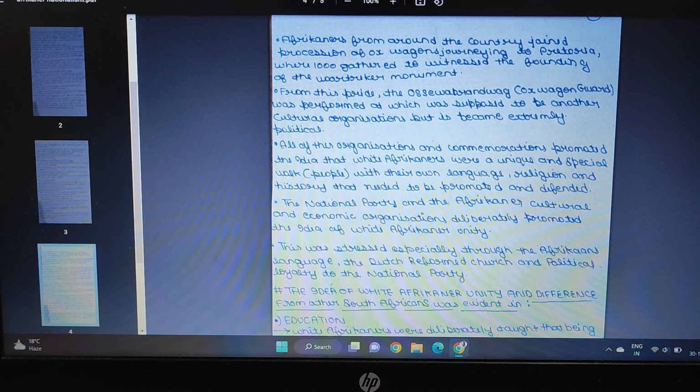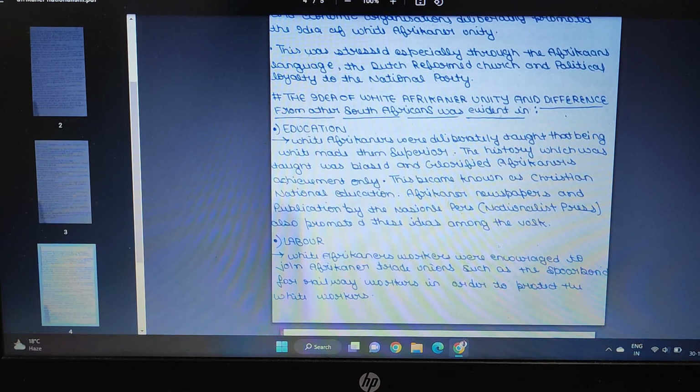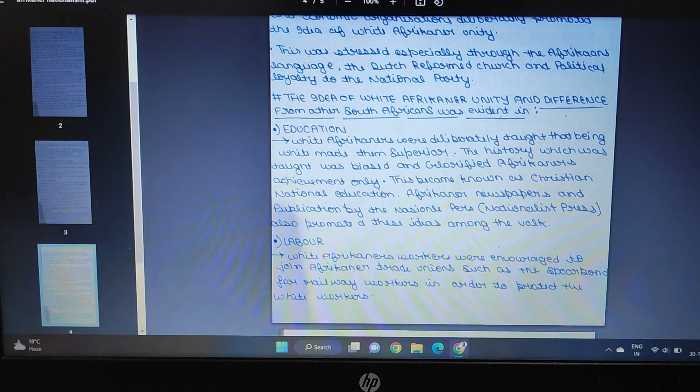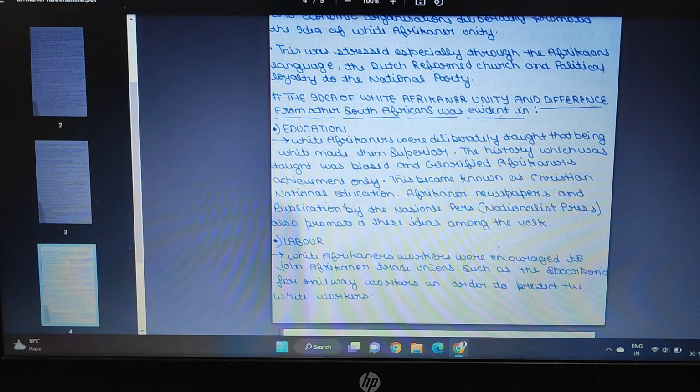Now, the next point is the idea of white Afrikaner unity and difference from other South Africans, which was evident in how these Afrikaner people united instead of the other peoples who were living in South Africa. First point was education. White Afrikaners were deliberately taught that being white made them superior. So these people used to think if they are white, they are superior to the black people who live in southern Africa. The history which was taught was biased and glorified Afrikaners' achievements only. This became known as Christian national education. The Afrikaner newspapers and publications by the nationalist press also promoted these ideas.